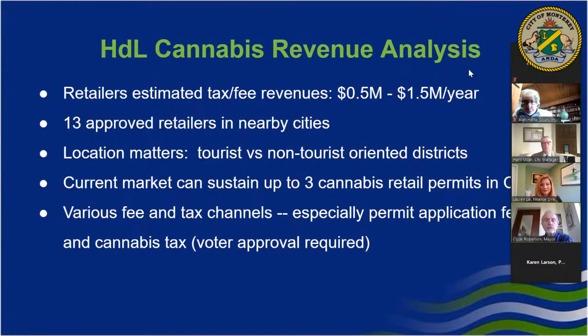You answered my first question, and that's quite a large range of $500,000 to $1.5 million a year in an estimate. Thank you. And that was location, I guess, Lauren, was your conclusion on that? Right. Non-tourist oriented districts are estimated to generate a lower gross revenue and therefore lower sales tax or excise tax for that retailer that would come to the city.